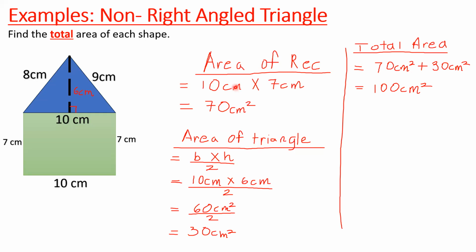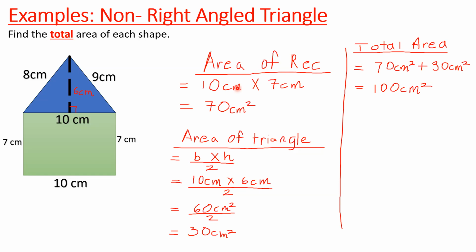How do we find the area of the rectangle? Length times width. Very good, length times width. What is the length of the rectangle? 10. 10, very good. What is the width of the rectangle? 7. 7, very good. When we multiply 10 times 7, what do we get? 70 centimeters squared, very good.